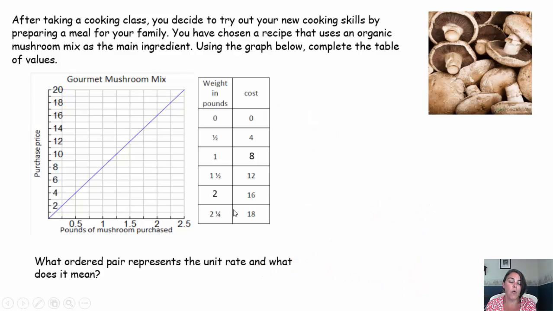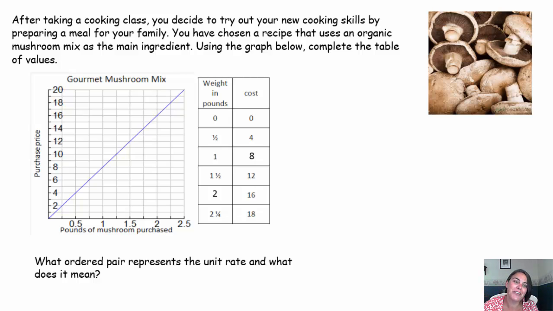What ordered pair represents the unit rate and what does it mean? I might be able to tell sometimes I don't look at the slides ahead of time before I go through the lesson. So I've actually discussed what the unit rate was and what it meant and what ordered pair represents it. But go ahead, try it out, pause the video, come on back.